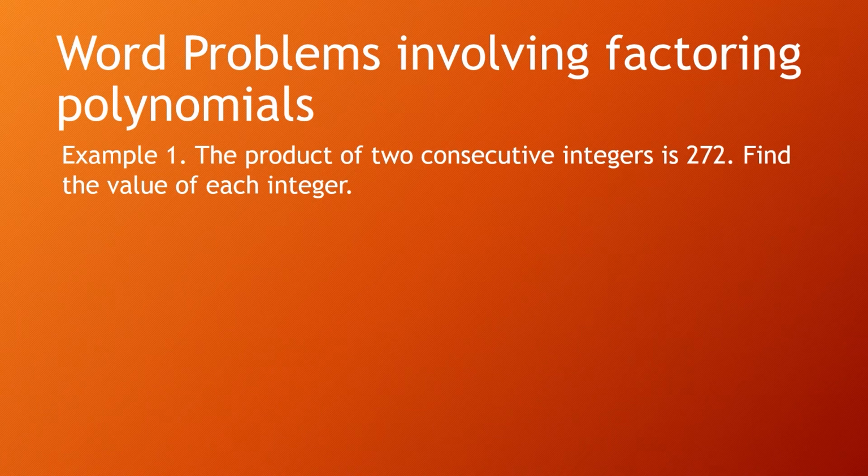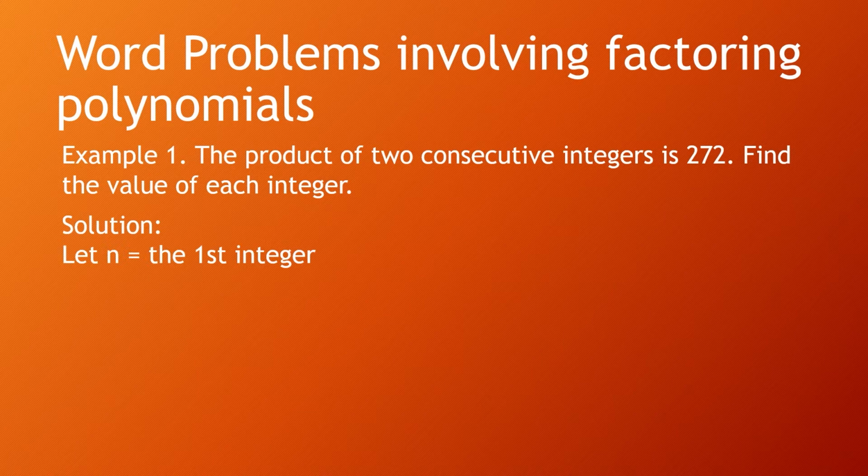Let's begin with this problem. Example number 1: the product of two consecutive integers is 272. Find the value of each integer. Do you have an idea how to solve this kind of problem? Very good. Let's check if we have the same solution.